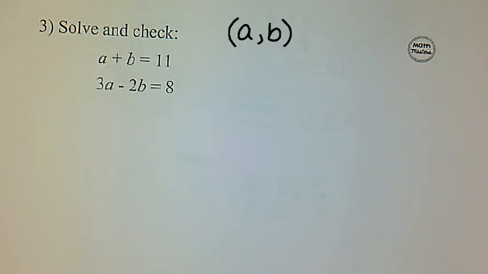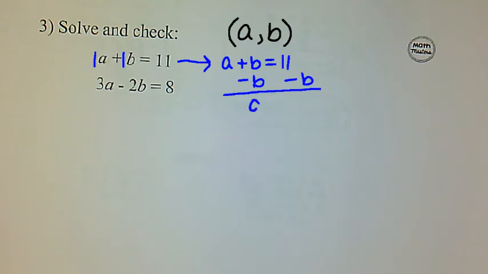Now this one we have to do a little bit more work. What I'm looking for here is coefficients of 1. So I'm going to solve this equation. It doesn't matter if you solve it for a or b, since they both have a coefficient of 1, and you would get the same exact thing for both of them. I'm just going to solve for a. So I'm just going to subtract b. So a equals 11 minus b.